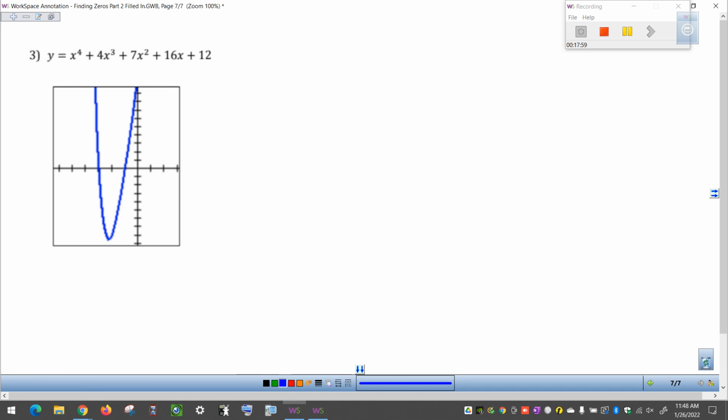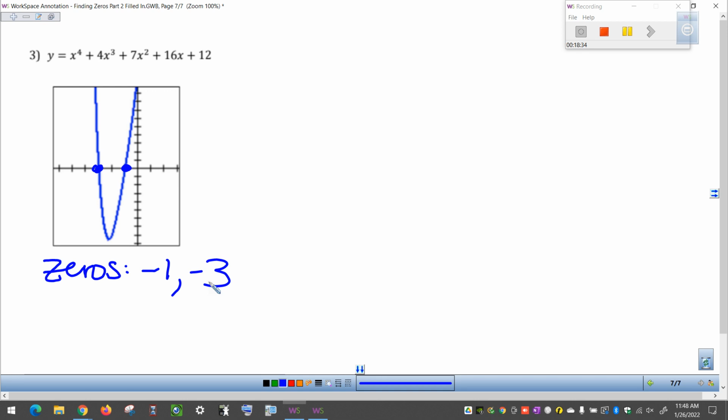Luckily, we do have this little screenshot of the calculator graph, but notice how we see 2 x-intercepts. And so this is actually telling us 2 of our zeros at negative 1 and negative 3. That means that we only have to find 2 more. We just have to find the other 2.